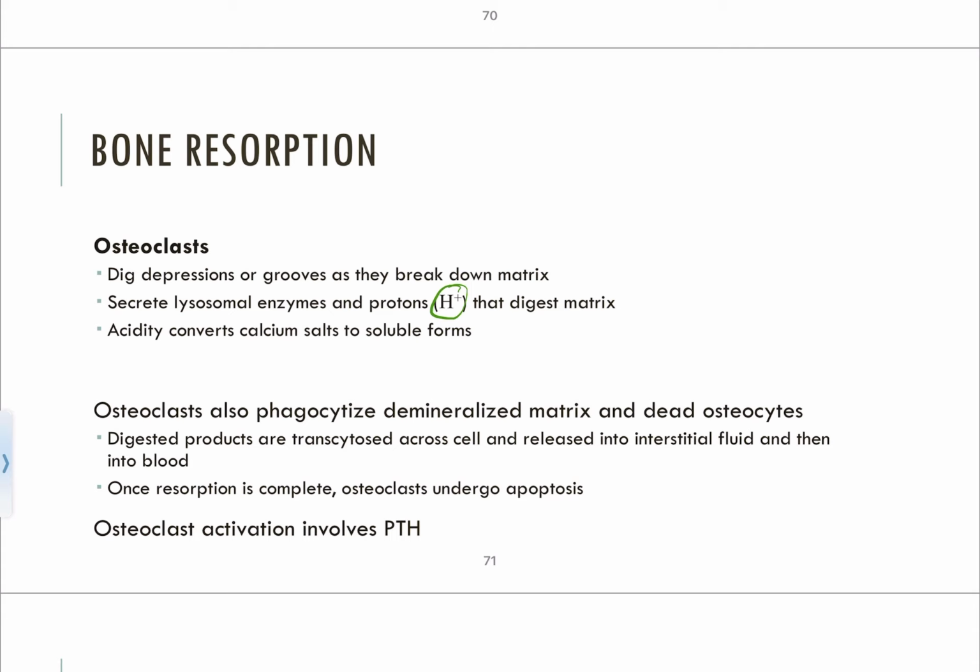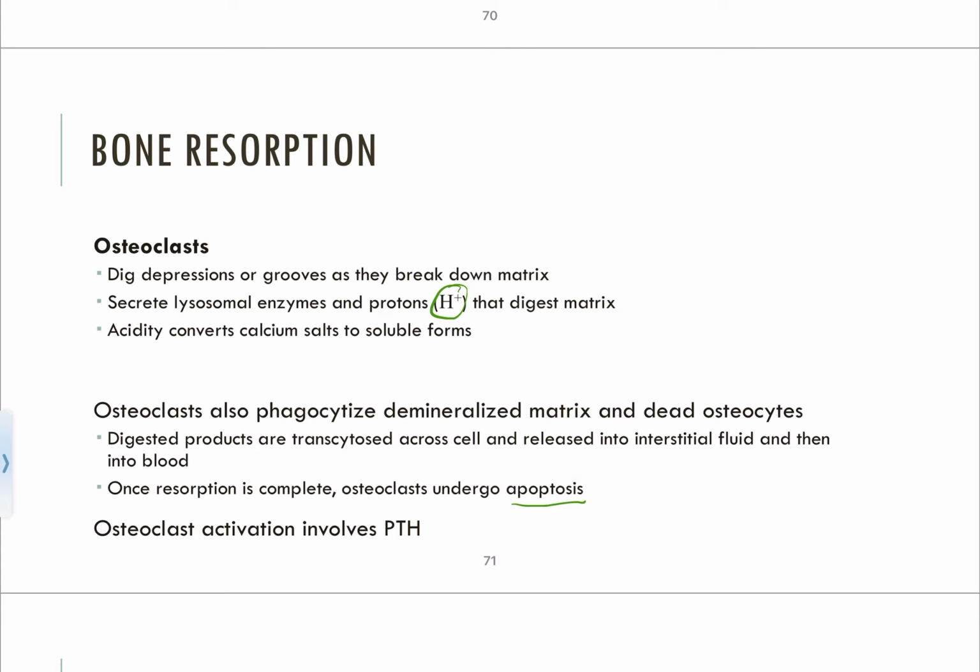We can also use the acidity to convert calcium salts to soluble forms, so we don't have a hard mineral salt there anymore. Osteoclasts can also go in and phagocytize demineralized matrix and dead osteocytes, and then we can take those products that they just digested, send them across the cell, and release them out into the interstitial fluid and eventually our blood. So once reabsorption is complete, our osteoclasts actually undergo apoptosis. Once they're done, they basically die.